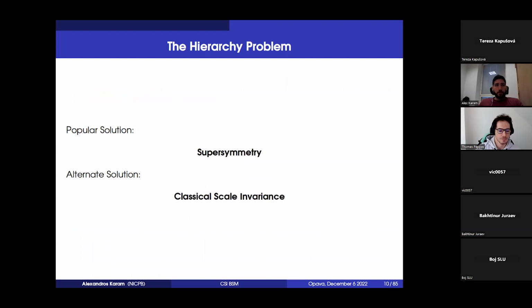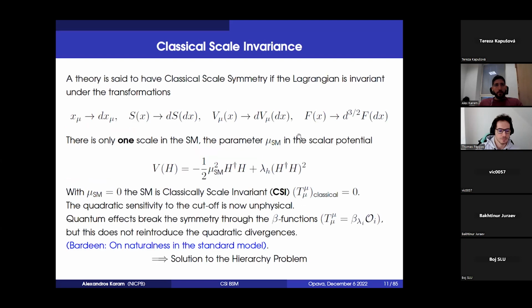Now, the most popular solution to this problem is supersymmetry, if supersymmetry is broken close to the electroweak scale. But an alternative solution is classical scale invariance. Since no supersymmetric particle has been found by the LHC, it would be nice to explore some alternatives. A theory is said to have a classical scale symmetry if the Lagrangian is invariant under these transformations. And what's interesting is that there is only one scale in the standard model, which is this parameter mu SM we talked about earlier. Without this parameter, the standard model is classically scale invariant.